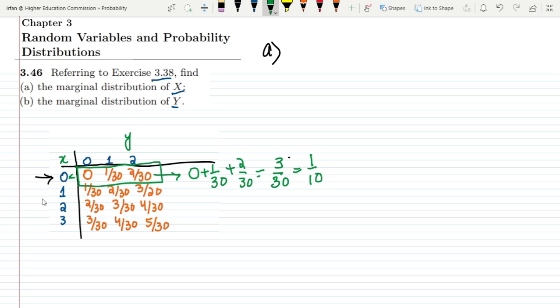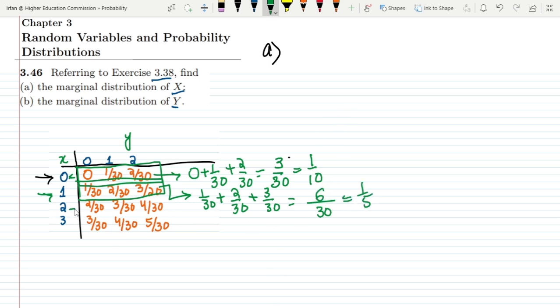Okay, similarly for x equal to 1, I have to add them together now. Here it would be 1/30 plus 2/30 plus 3/30. Adding them all together, the LCM of it will be 30, and 1 plus 2 plus 3 is 6. Okay, so ultimately it will give me 1/5.